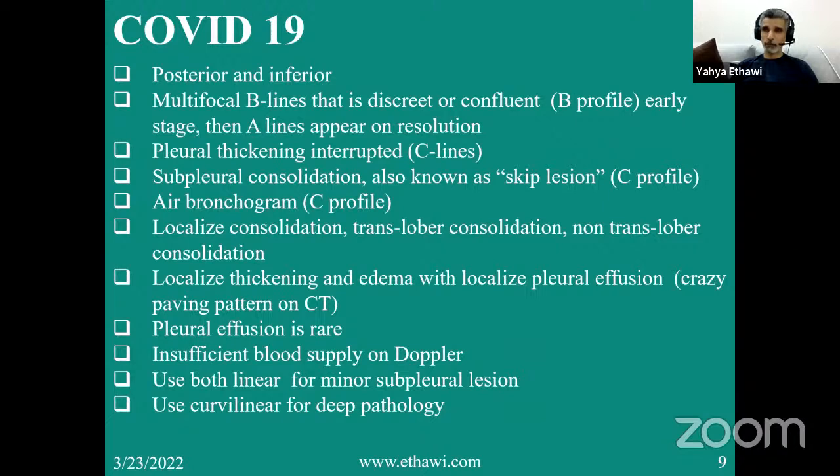Usually, if you want to diagnose, the lesions are very superficial, and I think you prefer the linear probe to see the pleural pathology and also subpleural problems. You can use the curvilinear for deep pathology, especially if you're looking at the hilum and also if you're looking at the lesion near the diaphragm.